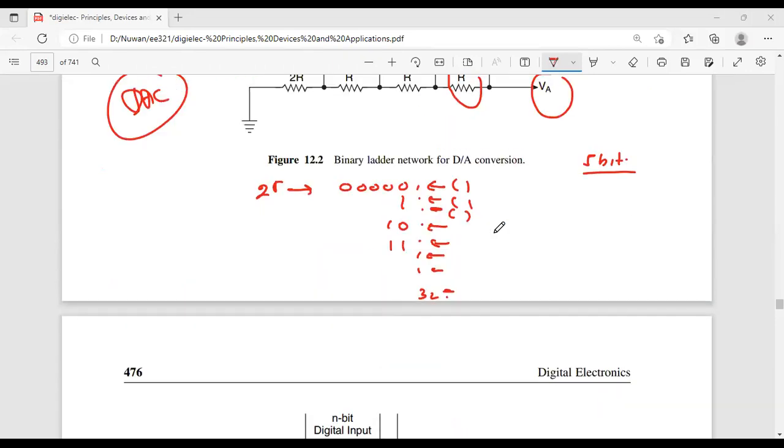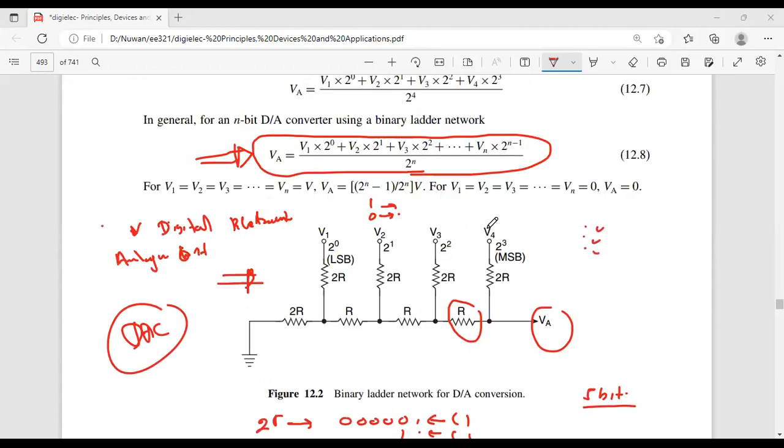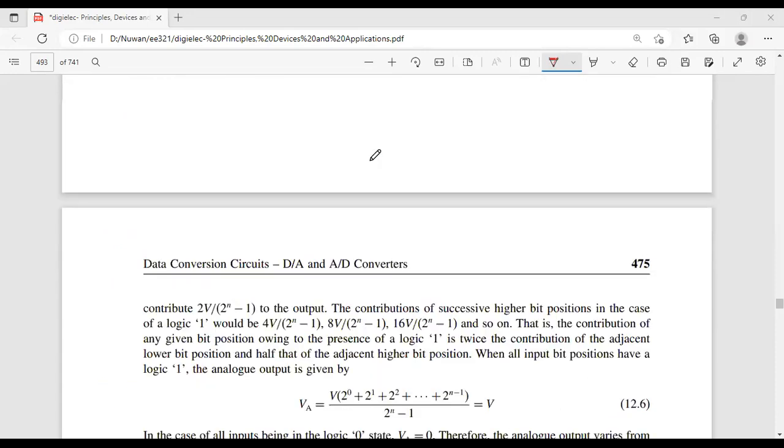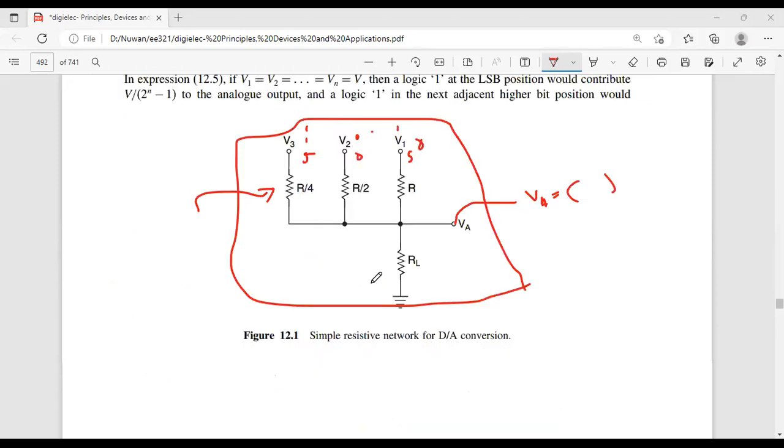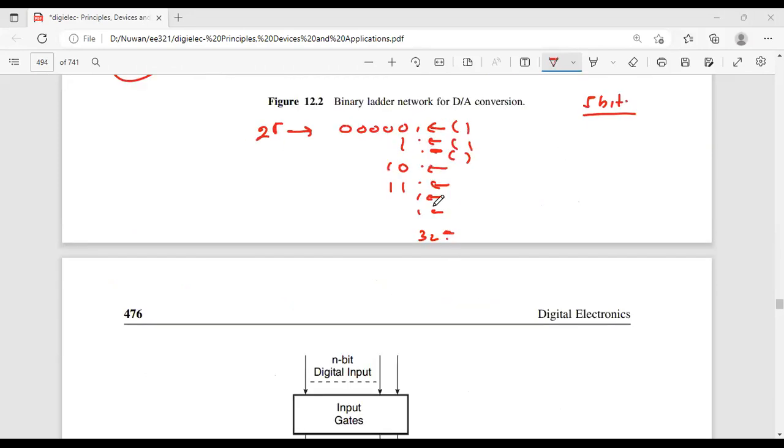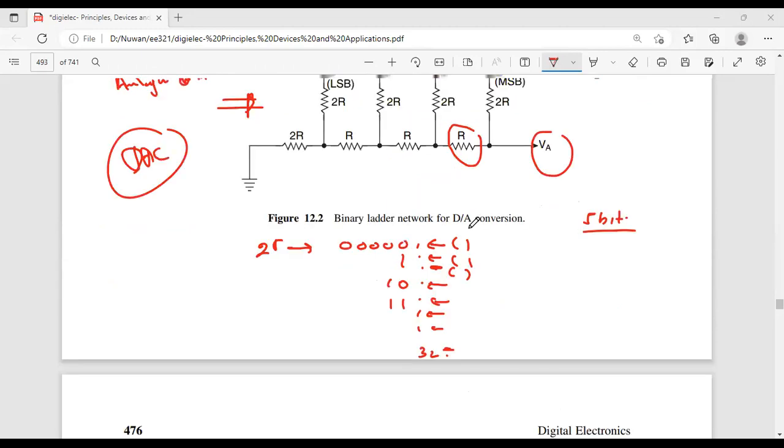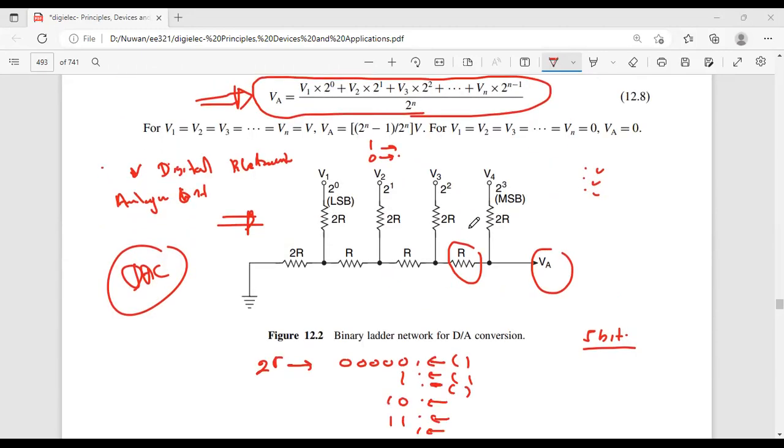So I think now you have an idea of how to do the questions. Very easily you can use this equation or this one and find this voltage value. That is what you should do.